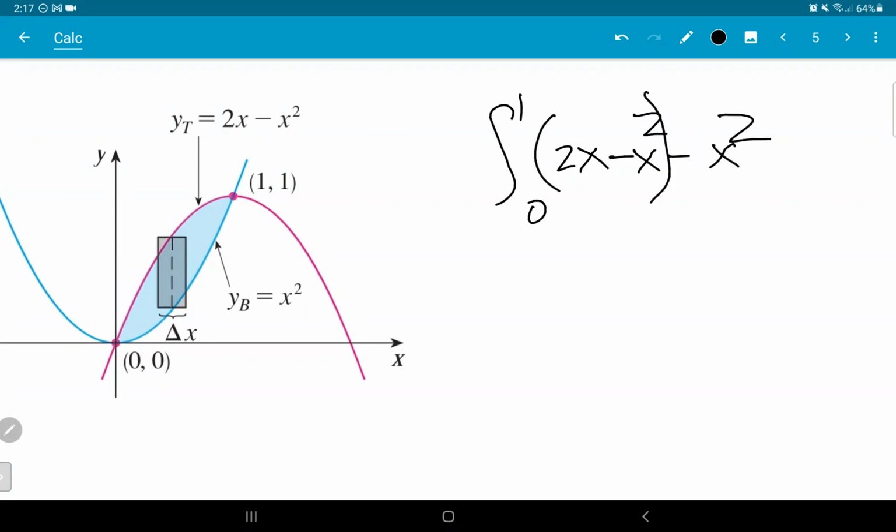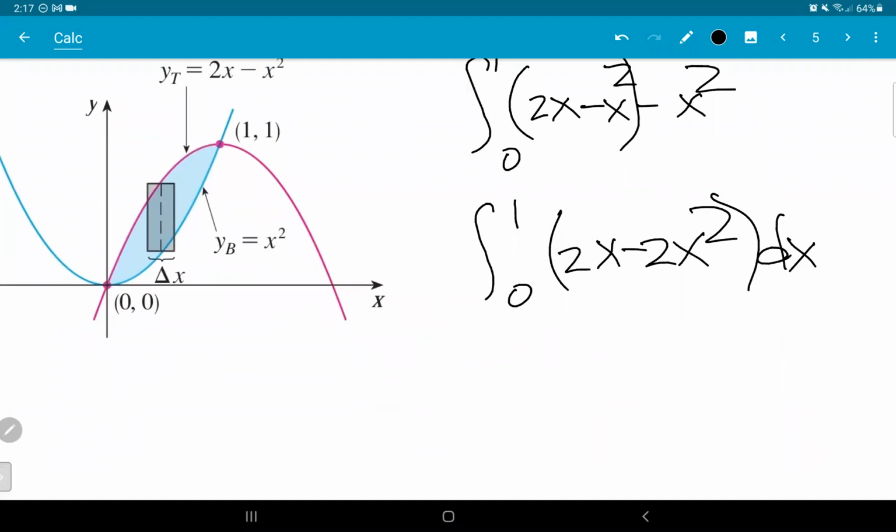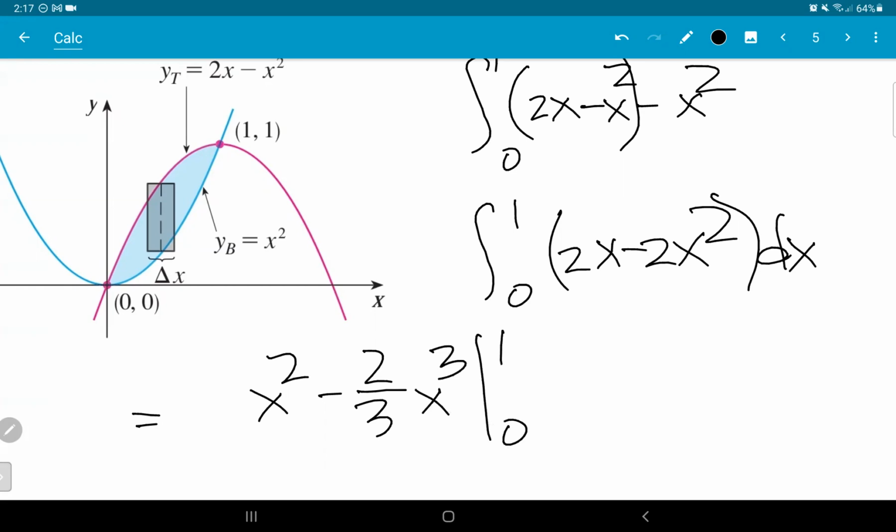Okay, with respect to x. Simplification, we have the integral from 0 to 1 of 2x minus 2x squared with respect to x. Integrating, we have x squared minus 2/3 x cubed, from 0 to 1. Now, notice that since the lower limit is 0, we won't have a problem calculating that, so it's just 0.